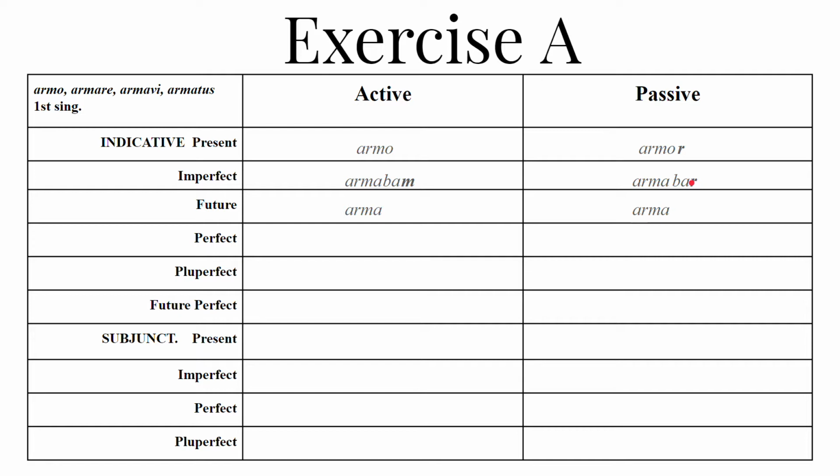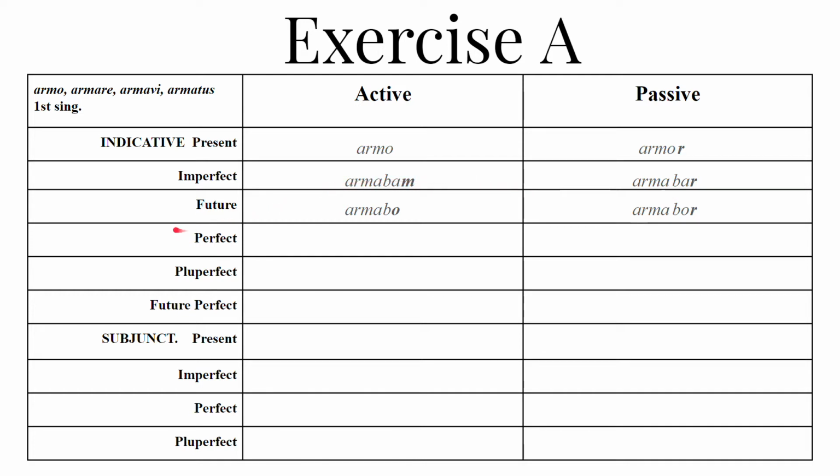Bar, baris, batur, bamur, bamini, bantur. For the future, because this is a first conjugation, we are fine using bo, bis, bit, bimus, bitis, bunt for the future ending. So it's bo. Armabo, I will arm. And then the passive has the bo, but then adds the passive personal ending r. So armabor.